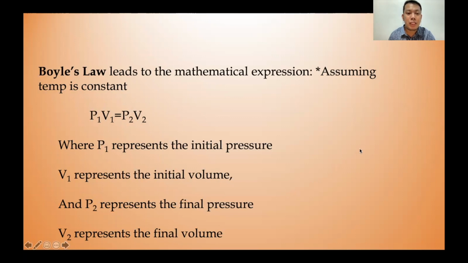Okay? So Boyle's law leads to the mathematical expression, assuming temperature is constant: P1 times V1 is equal to P2 times V2. P1 and P2 represent the initial and the final pressure. So P1 is the initial, P2 is the final. V1 and V2 are the initial and final volume. So V1 is the initial, V2 is the final volume.